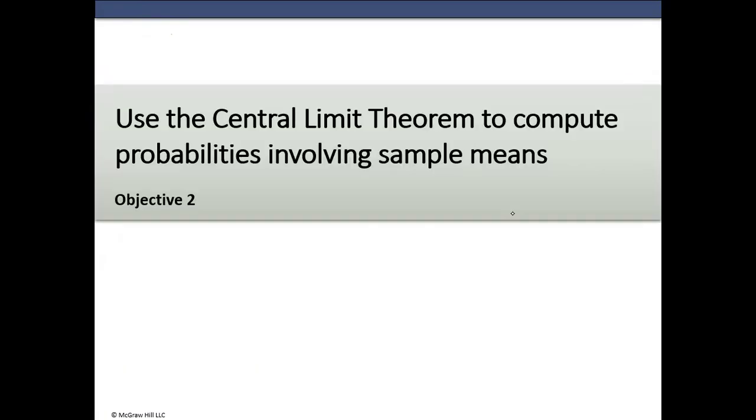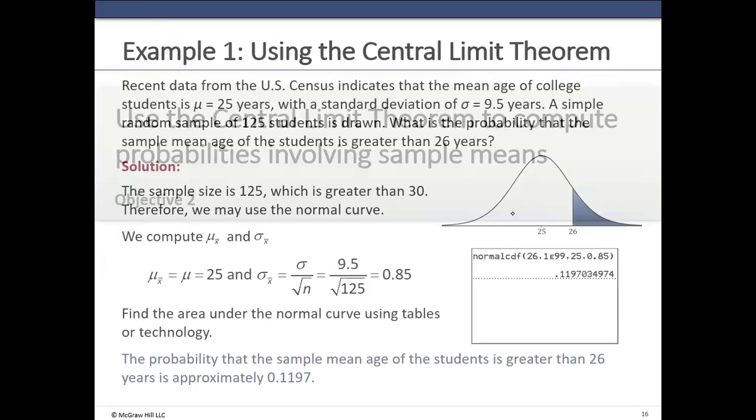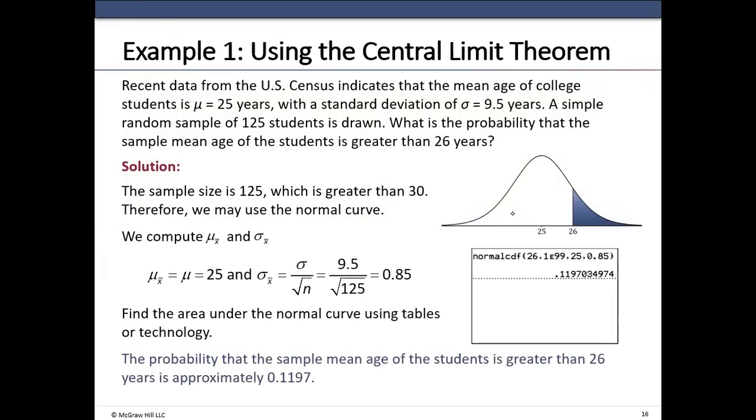Use the central limit theorem to compute probabilities involving sample means. Okay. Recent data from a US college indicates that the mean age of college students is 25 years with a standard deviation of 9.5 years. A simple random sample of 125 students is taken. What is the probability that the sample mean age of students is greater than 26? Now we are talking about the probability distribution of X bar, or sampling distribution, and we want the probability that the sample mean is greater than 26.